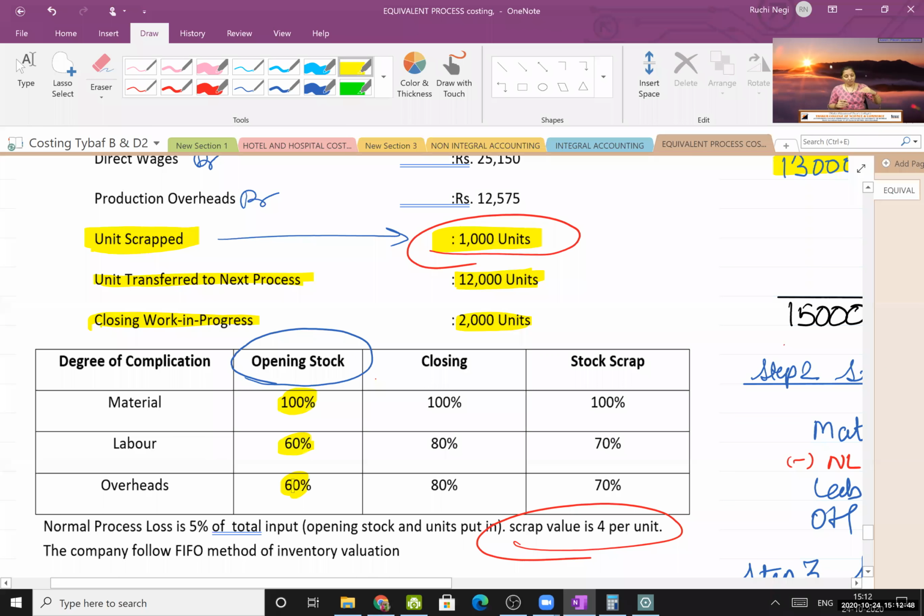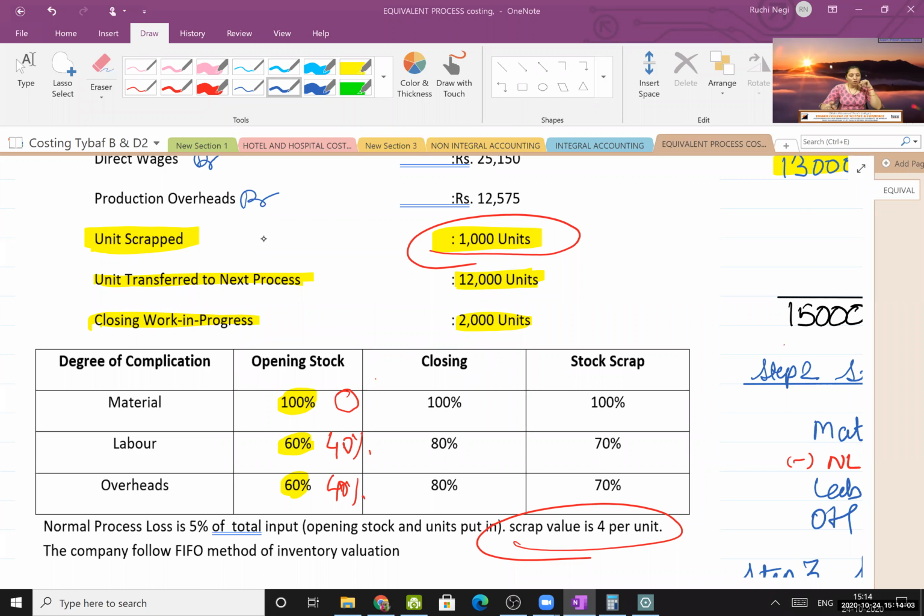Now when this goes to process 3, it will become opening WIP and there it will be 0, 20, 20. Understood, everyone? Is the degree of completion clear to everyone? Opening stock, why is it 0, 40, 40? Acknowledge it in the chat box. Is it clear? These things are very important. Opening stock of WIP in the current process, that is process 2, degree of completion is 100, 60, 60.